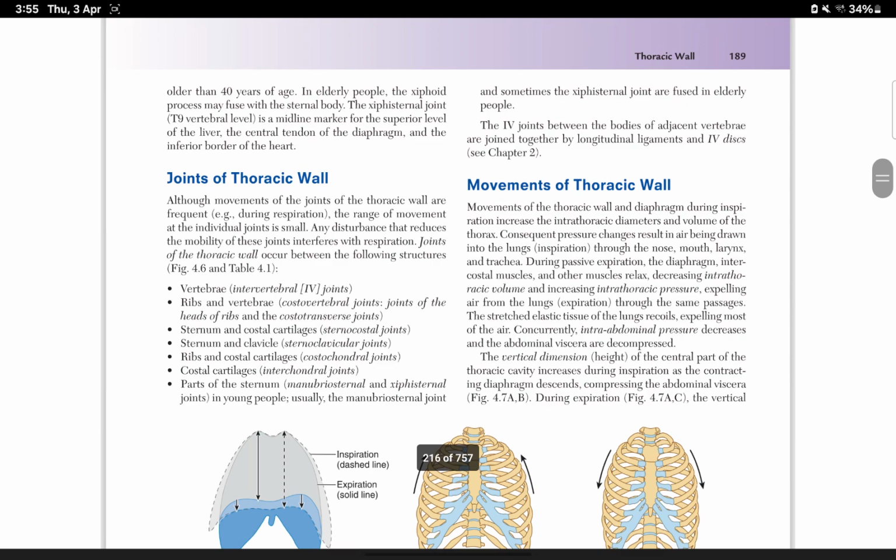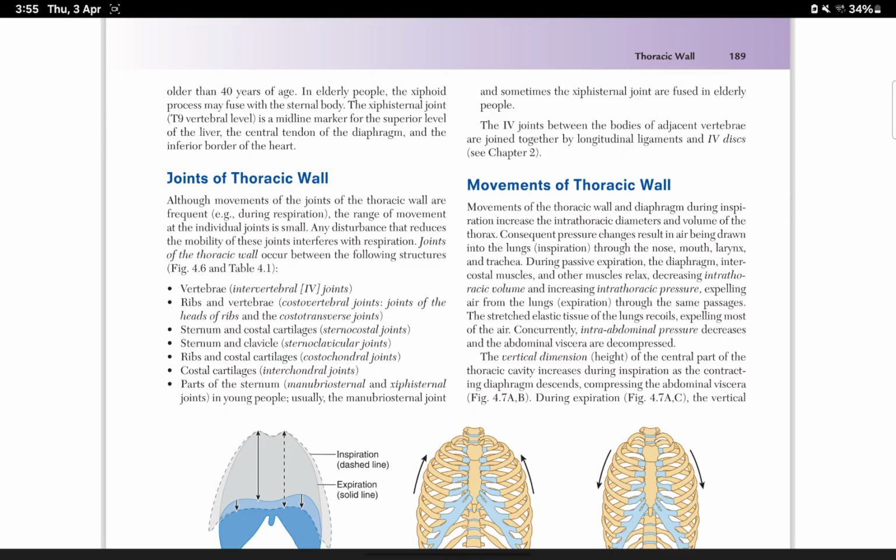Joints of the thoracic wall. Although movements of the joints of the thoracic wall are frequent during respiration, the range of movement at the individual joint is small. Any disturbance that reduces the mobility of these joints interferes with respiration.